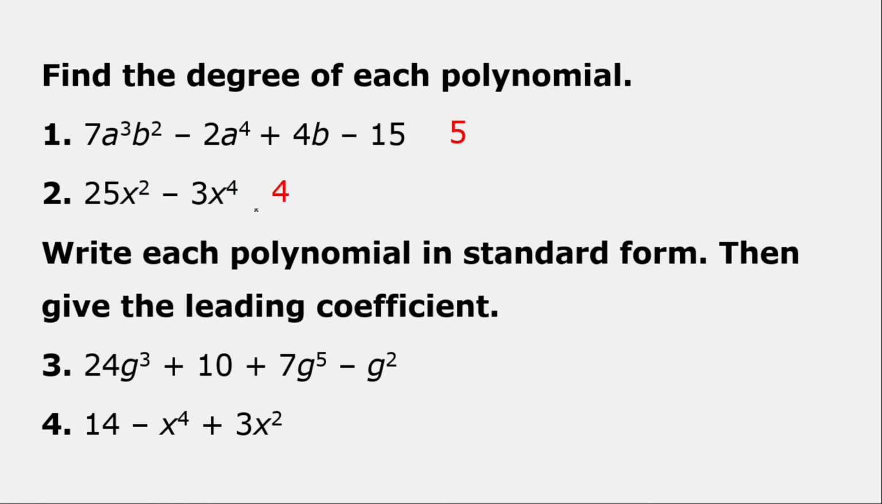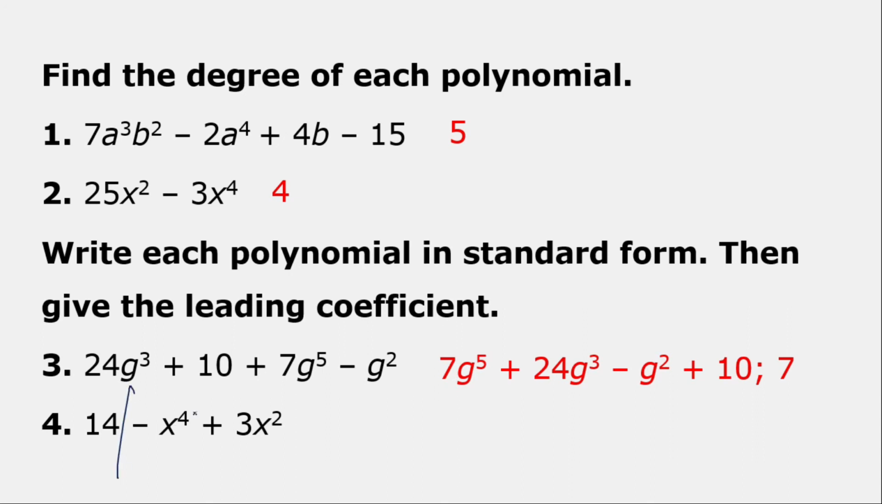Now write each polynomial in standard form, then give the leading coefficient. Okay. Number 3, let's divide it first. The degrees of these terms are 3, 0, 5, and 2. So let's arrange them as 5, 3, 2, and 0. So we have 7g to the 5 plus 24g cubed minus g squared plus 10, and 7 is our leading coefficient.